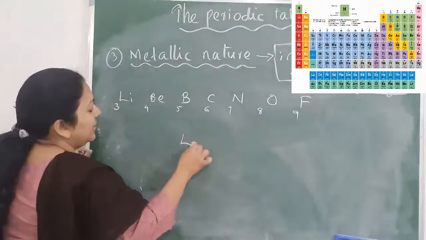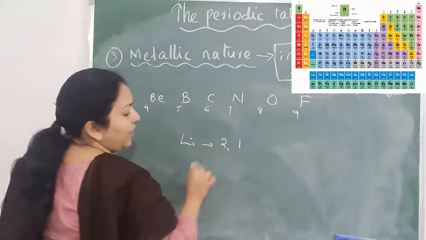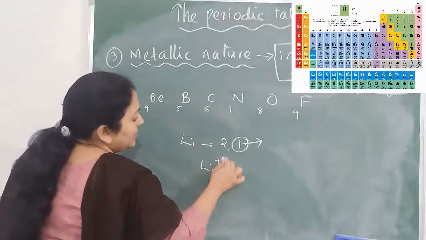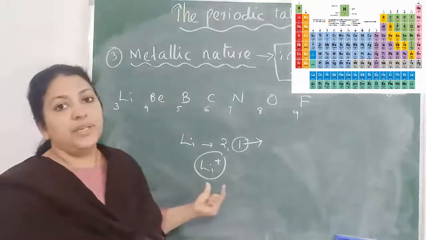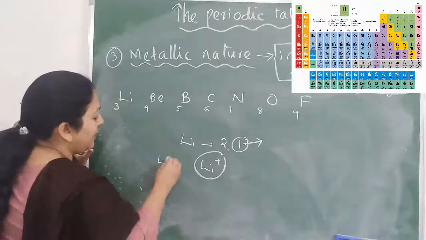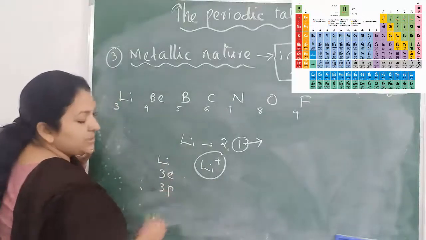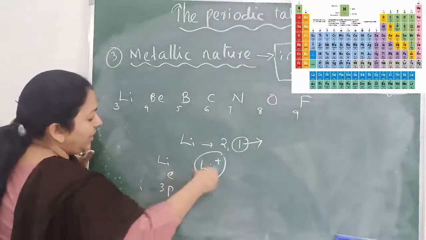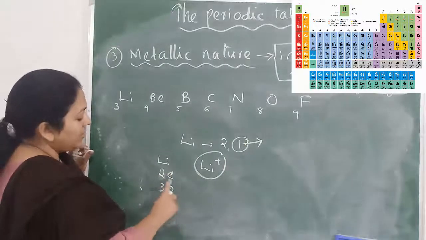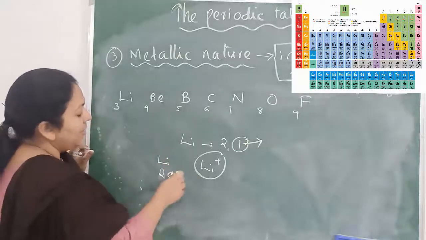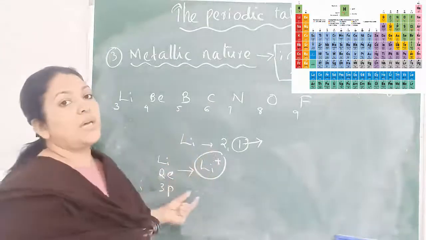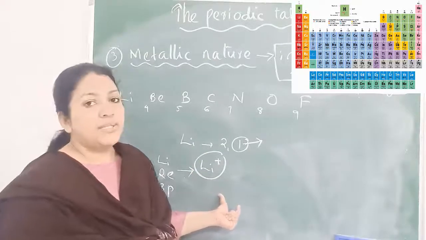For example, lithium, electronic configuration 2, 1. So what happens? It will lose that electron, making lithium a positive ion. That we already learned, isn't it? Why did it become a positive ion? Because initially lithium has 3 electrons and 3 protons. Now after losing 1 electron, it has 2 electrons and 3 protons. One positive charge is extra in the atom now. So it became an ion, lithium plus. That we learned in 9th standard.